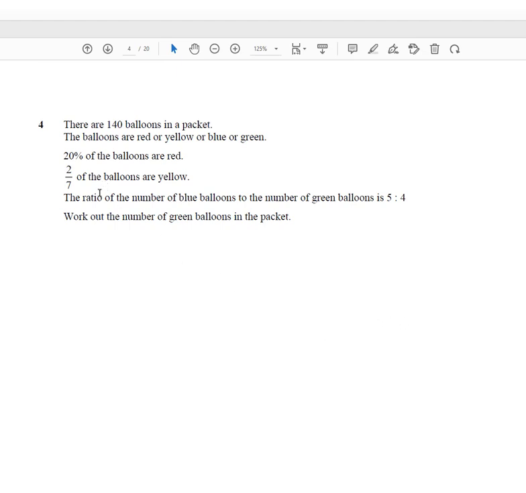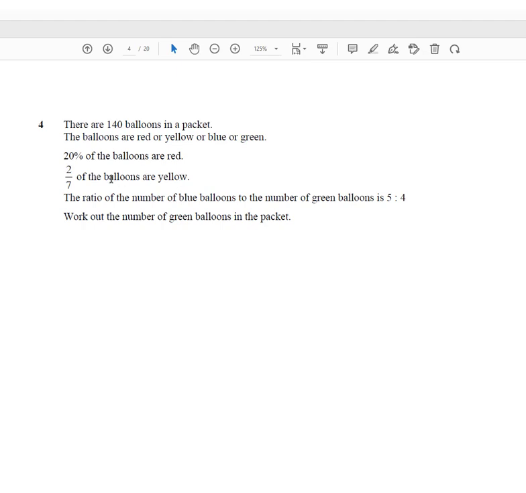First of all, don't forget you can't use a calculator. 20% of the balloons are red. Okay, you should be able to work out what 10% is, and from that 20%. So you can work out how many balloons are red. Then you can work out what 2/7 of this number is. What do you do to find 1/7 of a set of numbers? Okay, and then you want 2/7. So that should mean you should be able to work out the number of yellow balloons.